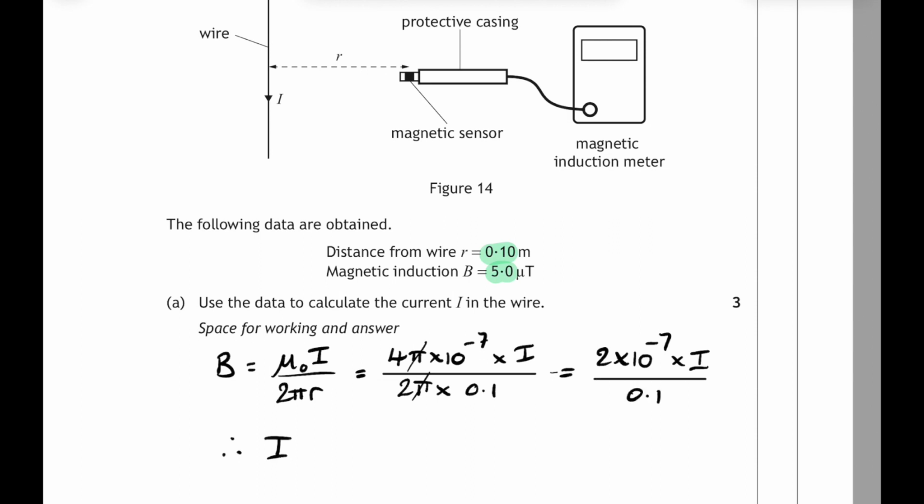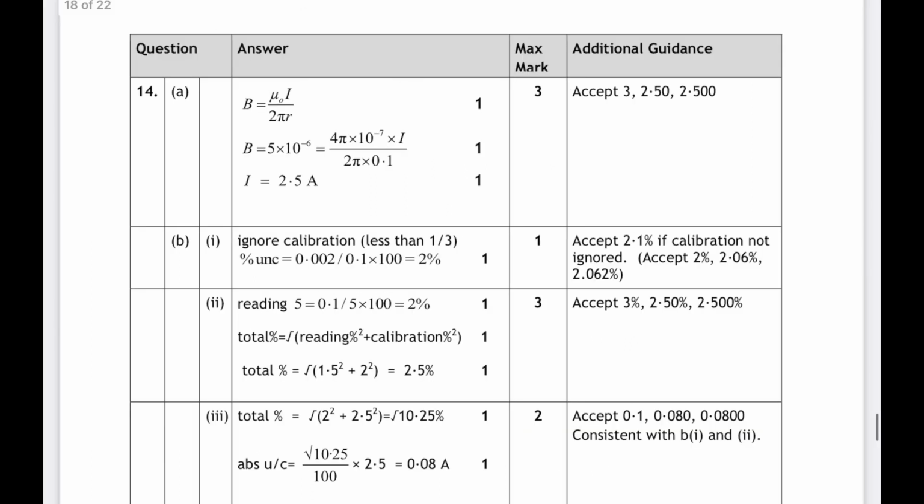Then we can rearrange it for I, so I will be equal to, well, the magnetic induction was 5 times 10 to the minus 6 times 0.1 divided by 2 times 10 to the minus 7. And if you do that on your calculator, you'll get an answer of 2.5 amps. Let's have a look at the SQA marking instructions.